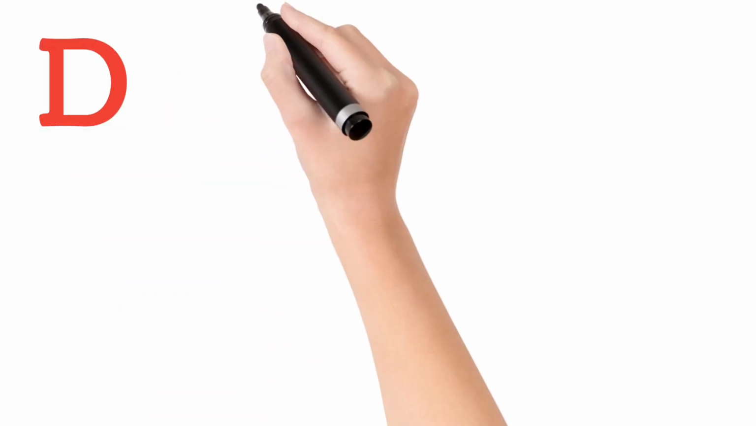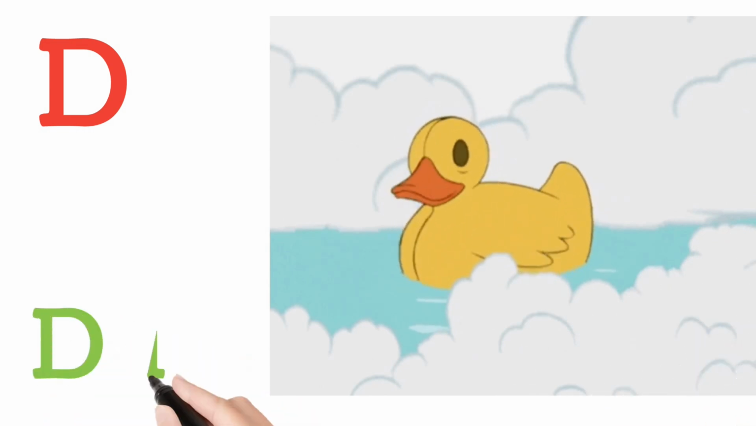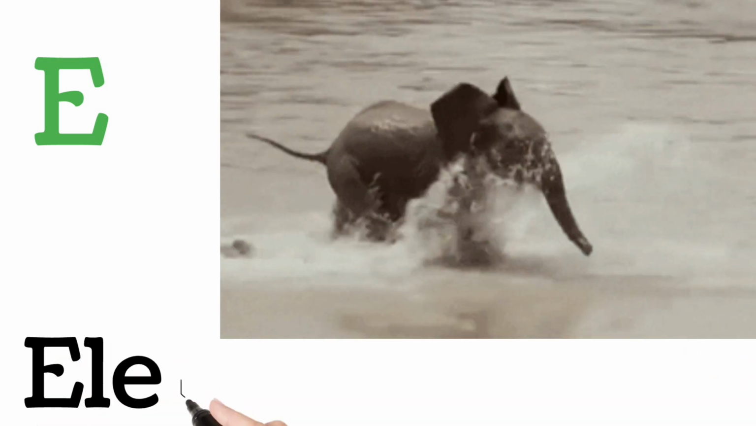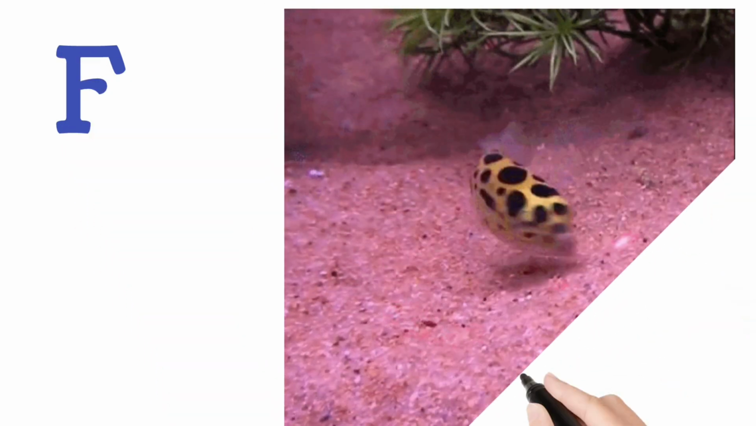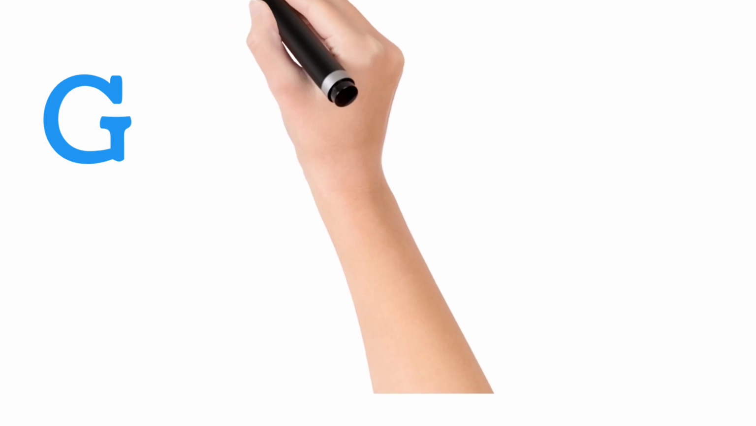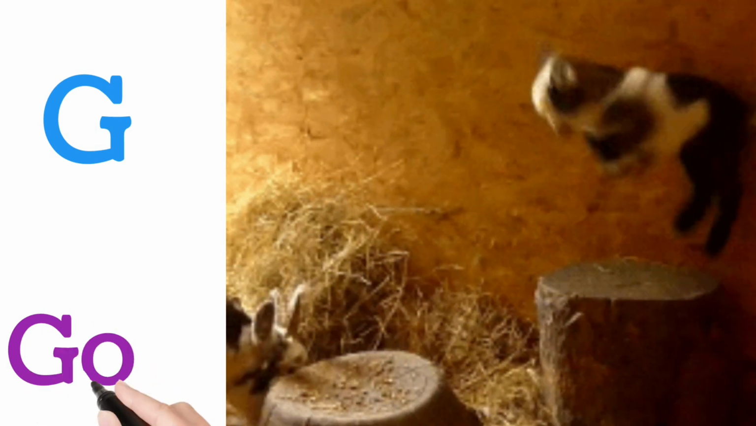D for duck. D for duck. E for elephant. E for elephant. F for fish. F for fish. G for goat. G for goat.